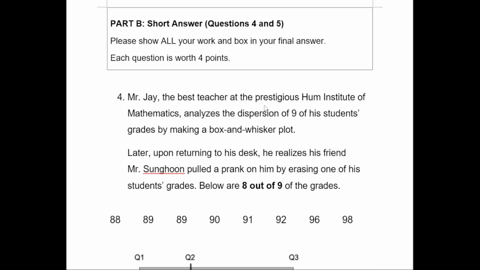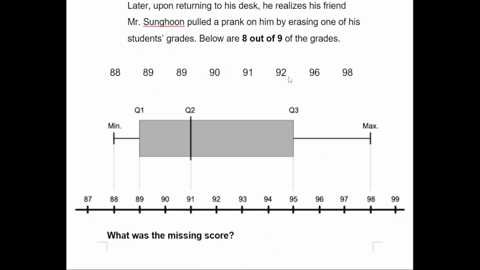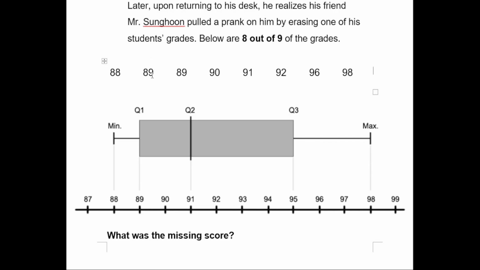Okay. All right, so part B, we are given some data values and we're given a box and whisker plot. And we know here we have 8 numbers. Below are 8 out of 9 of the grades, okay? So we should have 9 numbers. So don't forget, n is not 8, n is equal to 9, which is odd, okay? Our data set should have 9 numbers. We're just missing one of them.